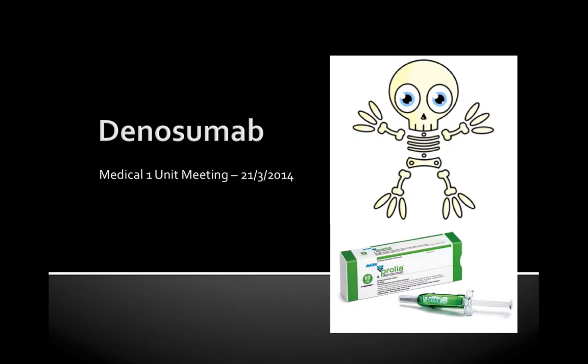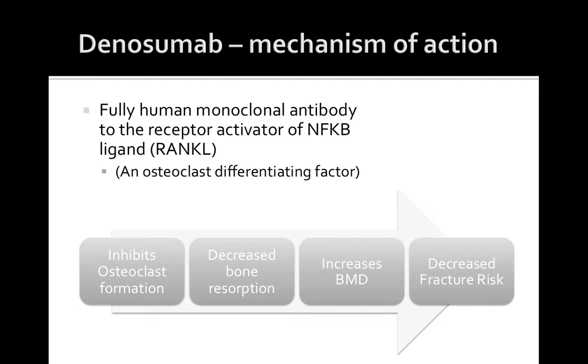Okay, so today we're going to talk about Denosumab. The way it works, it's a fully human monoclonal antibody to the receptor activator of NF-kappa B ligand. That's a bit of a mouthful, so we just call it RANKL. Basically, RANKL is an osteoclast differentiating factor. Denosumab inhibits osteoclast formation, which then decreases bone resorption, which will lead to an increased BMD, and then hopefully down the track a decreased fracture risk.